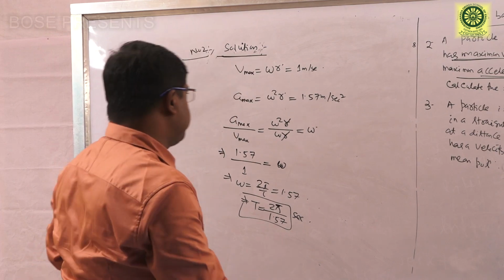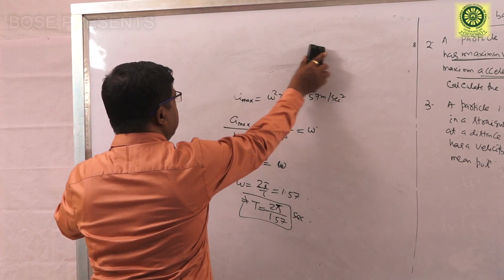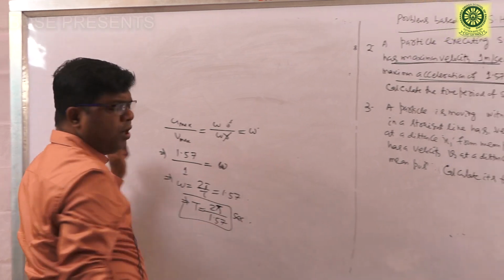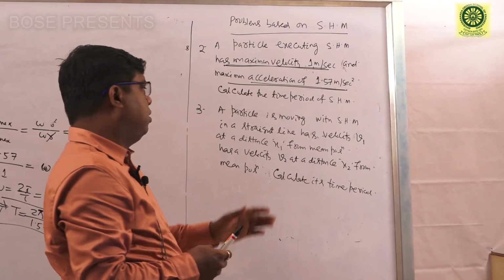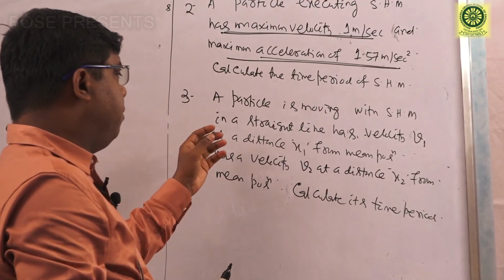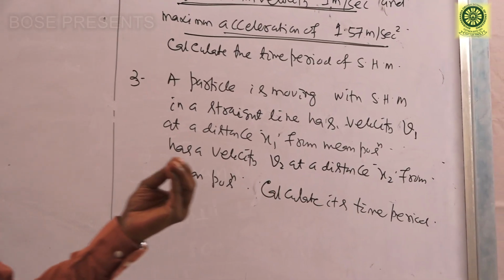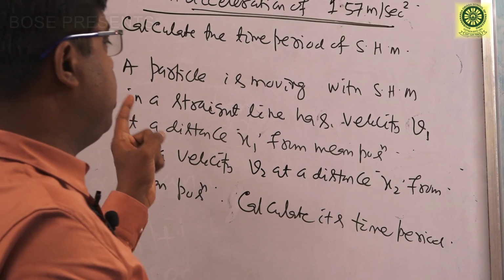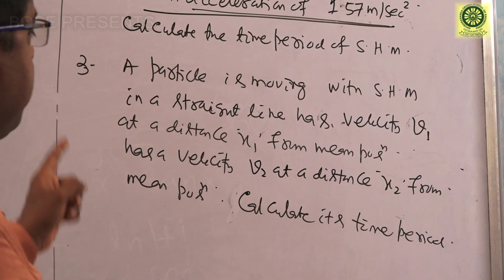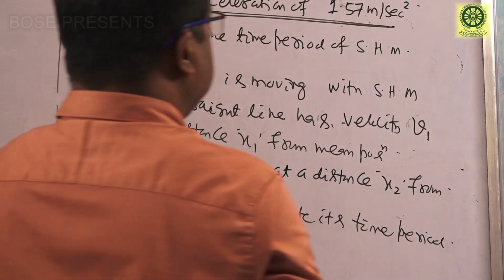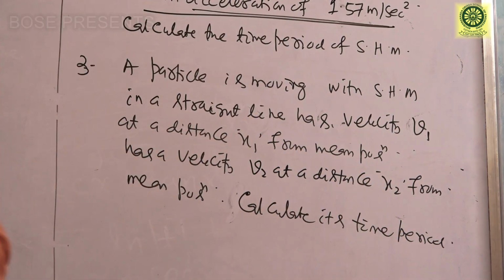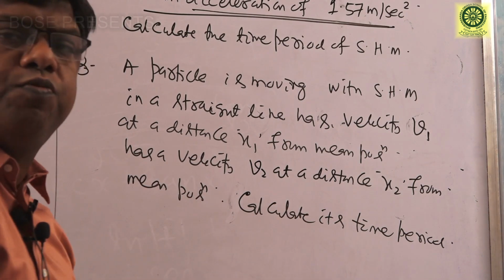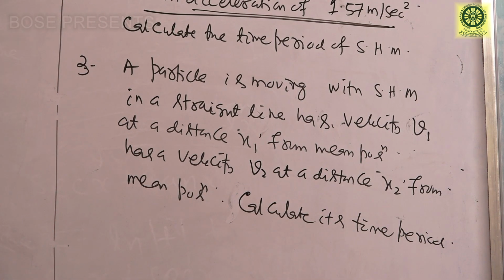That is a very interesting problem, and this problem is many times asked in competitive examinations also. So a particle is moving with SHM along a straight line, has a velocity v1 at a distance x1 from the mean position and has a velocity v2 at a distance x2 from the mean position. Calculate its time period.